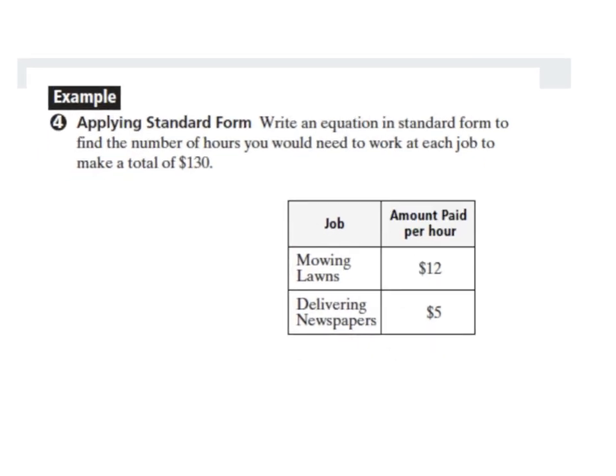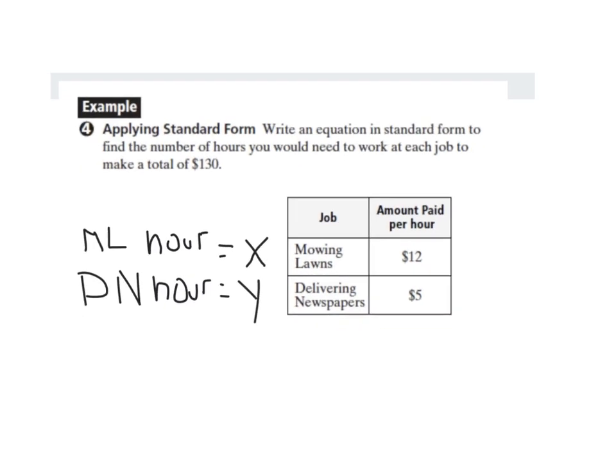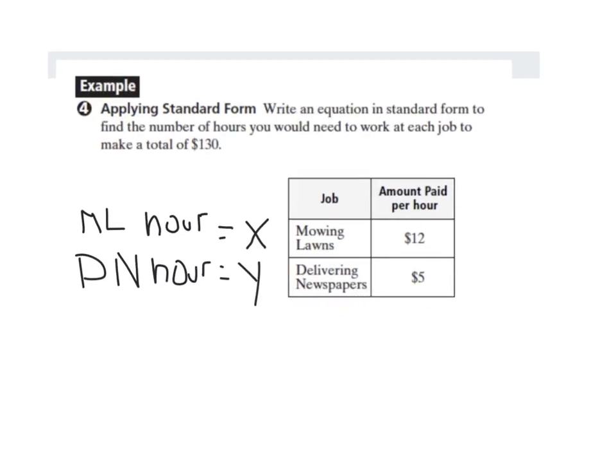So I am just going to let X be the hours I mow lawns. Okay, so mowing lawns hours. All right. And again, I'm defining my variables. And then delivering newspaper hours is going to be the Y. Okay. So how are we going to make that money? We're going to make that money by $12 for every hour we work mowing lawns, plus $5 for every hour we deliver newspapers, then that is going to give us our total of what we want to earn.